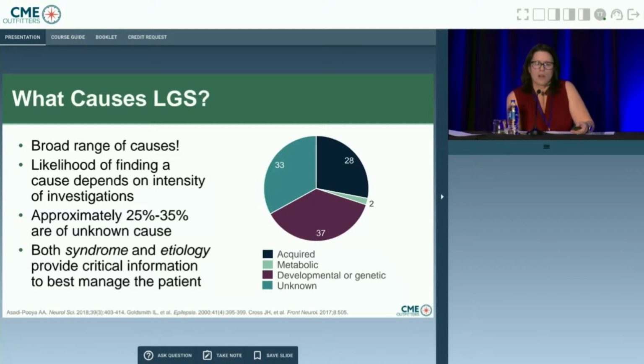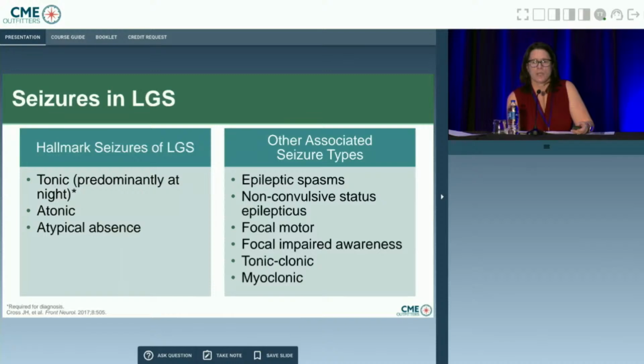And so the way we talk about LGS, we often like to say that somebody like my daughter has LGS secondary to calcium channel mutations. Both the syndrome and the etiology are critically important to get your patients access to the best treatments that are out there. The seizures in LGS are very specific.